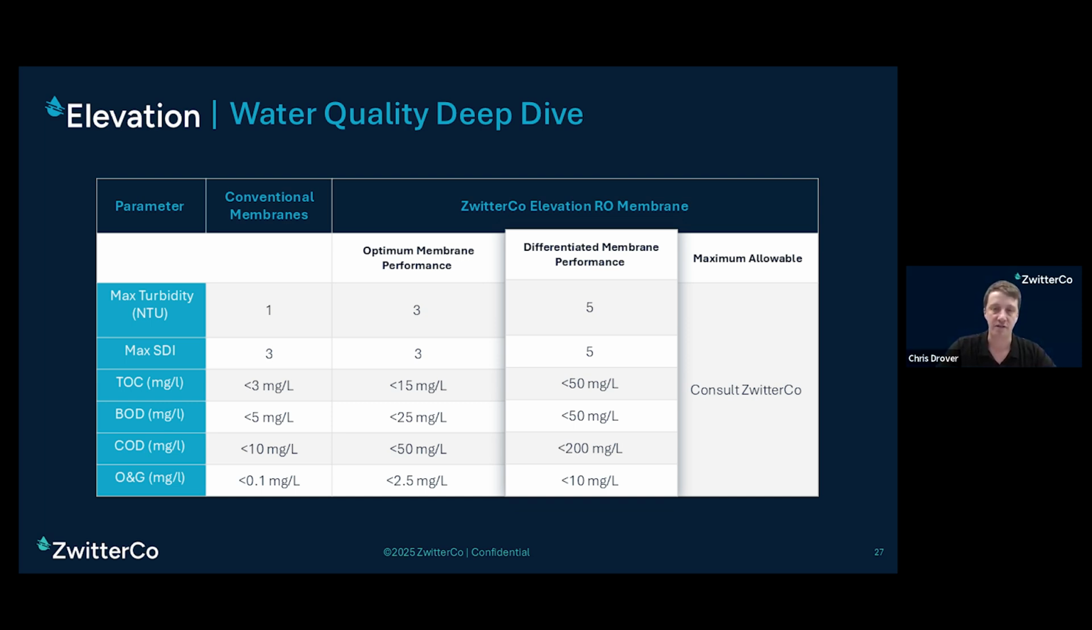This is where you're going to definitely see a differentiated membrane performance, but because of the challenging feed water quality, cleaning is going to be a more regular part of the operation, and the operations are going to have to be optimized in a way to deal with that extreme challenge.